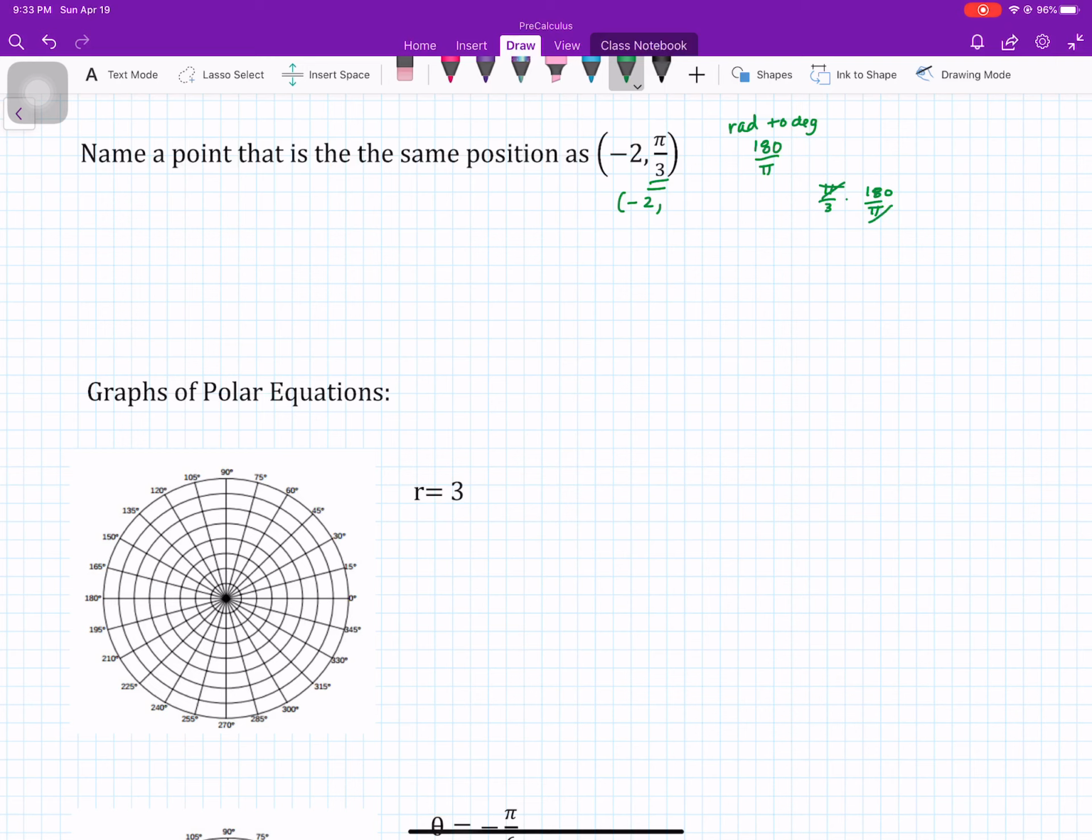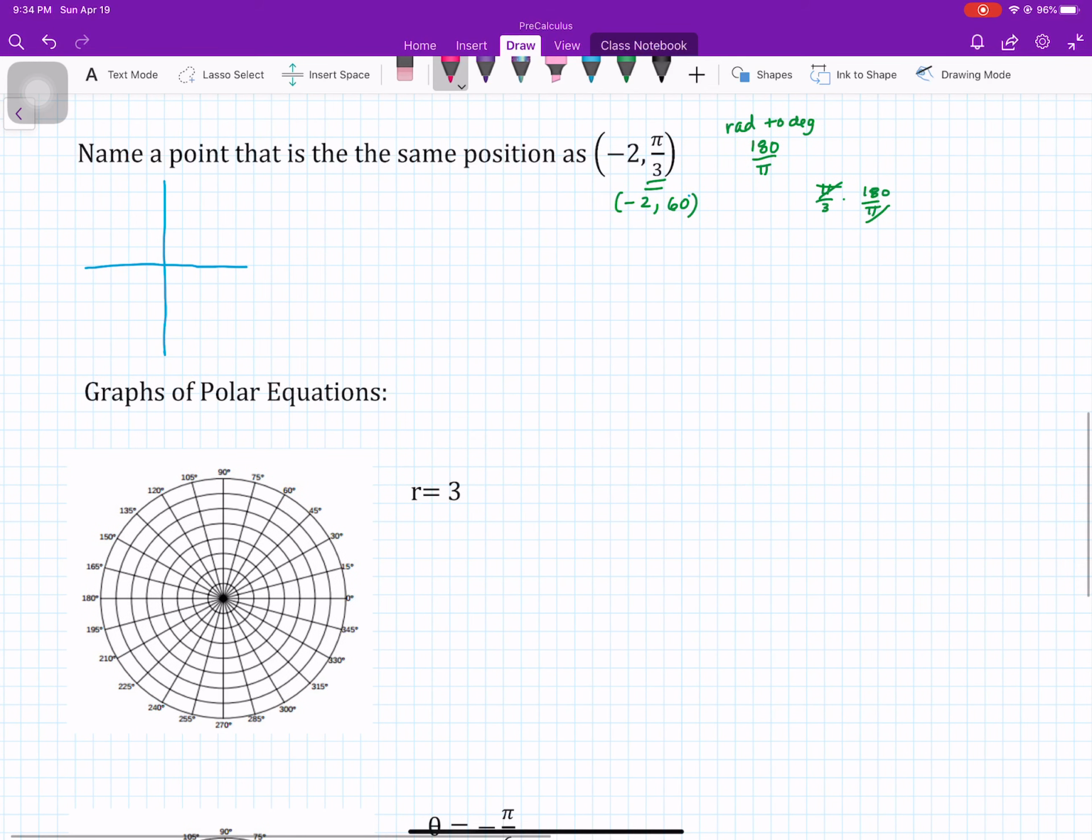And 180 divided by 3 is 60. So negative 260 degrees. So there are lots of different things that I could do. And I'm just going to make a rough sketch of this just because I like a visual. So I'm going to be on the second ring. So let's see, here's my first ring. And so this would be my second ring.